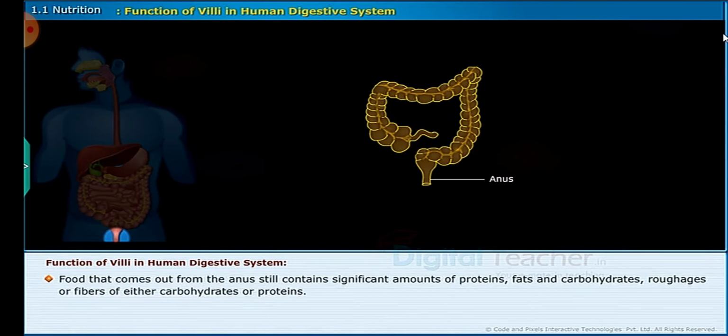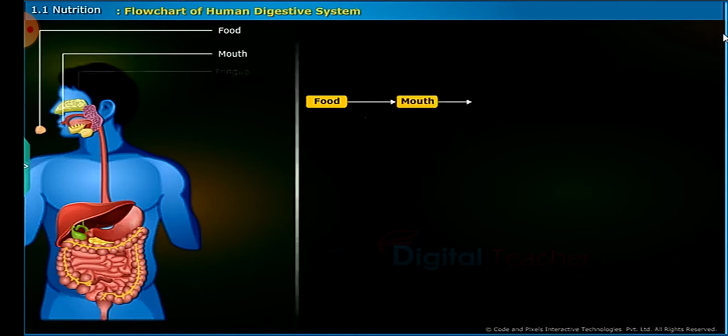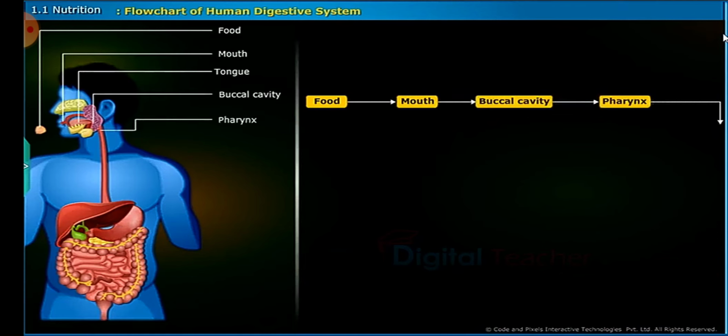Food that comes out from the anus still contains significant amounts of proteins, fats, and carbohydrates, roughages or fibers of either carbohydrates or proteins. The flowchart of the human digestive system is shown on the screen.